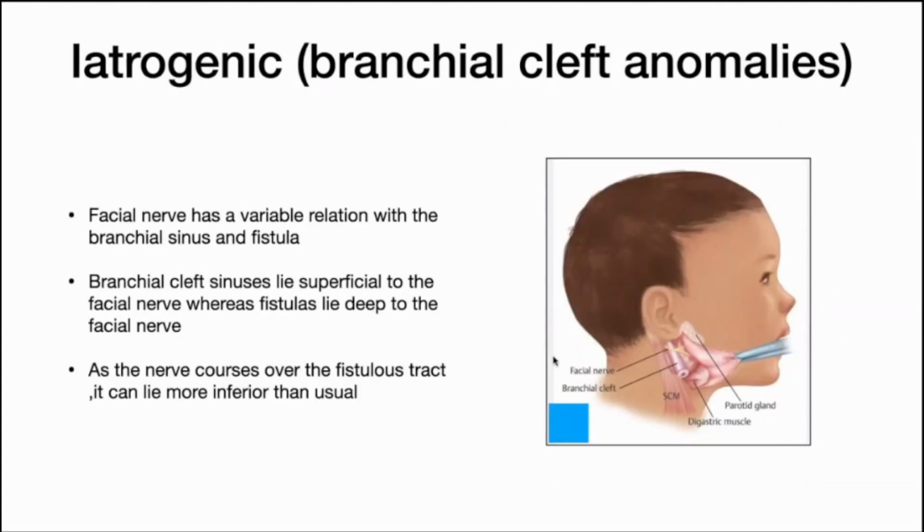Branchial cleft anomalies: we all know the facial nerve is the nerve of the second branchial arch, or the hyoid arch. First branchial cleft anomalies have a close relationship with the facial nerve. Branchial cleft sinuses lie superficial to the facial nerve, whereas fistulas lie deep to the facial nerve. As the facial nerve courses over the fistulous tract, it can lie more inferior than usual. So always try and identify the facial nerve whenever you are dissecting a fistula, to avoid causing injury to it.